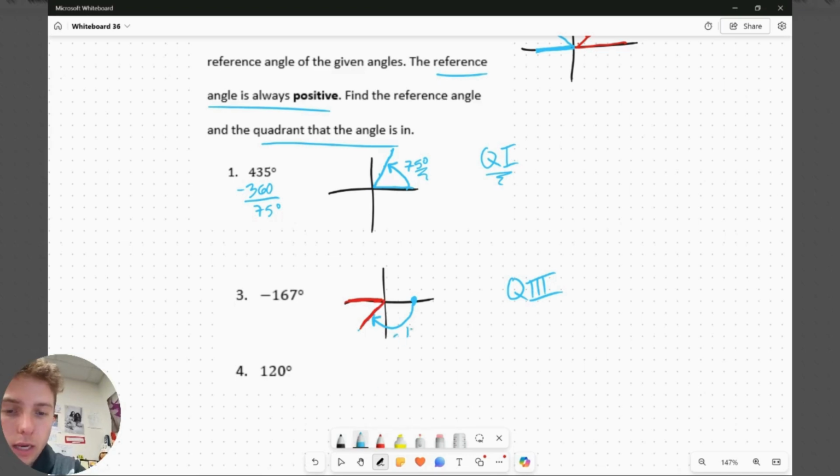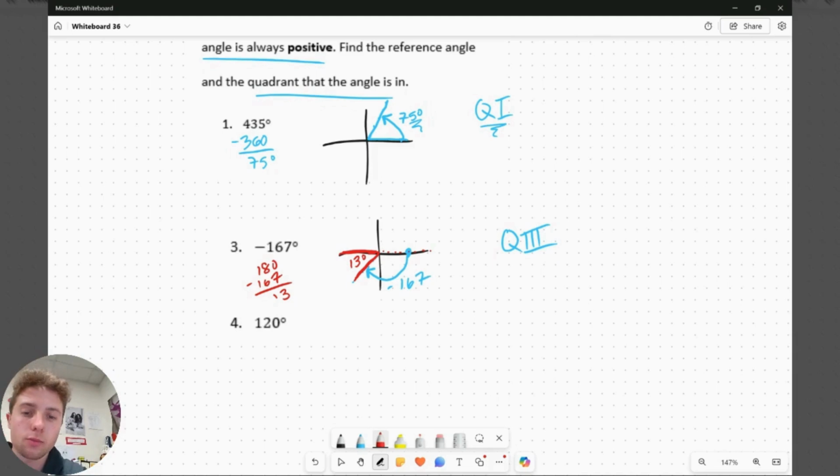So if this was negative 167, I need to know what else we were left with. Well, if this entire x-axis is 180 degrees, I could take 180, subtract the 167, and find that this angle here must be 13 degrees. Our reference angle is 13 degrees. The quadrant we are in is quadrant 3. Let's look at a last example.